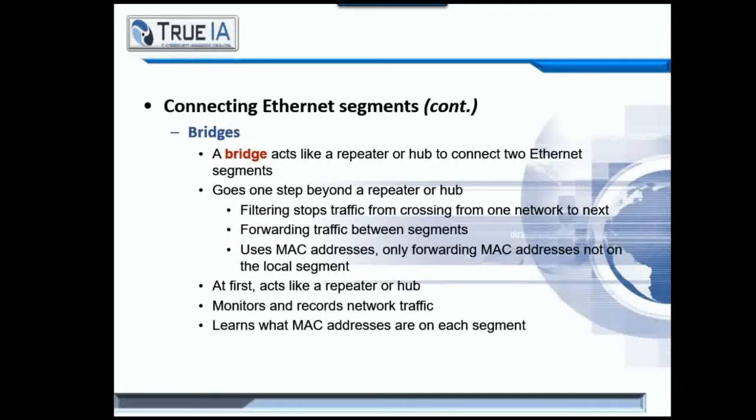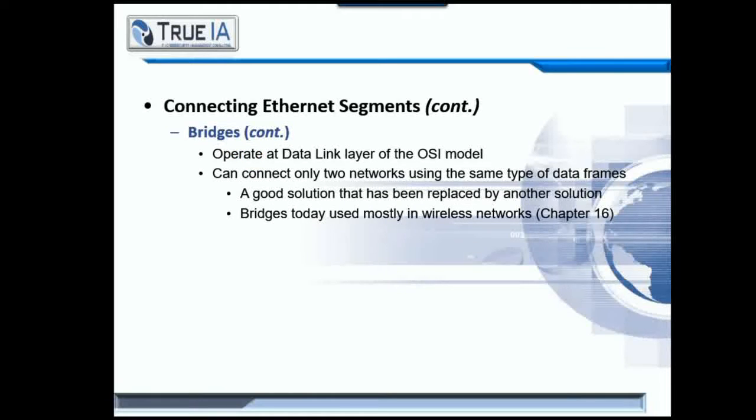The next way that we connect Ethernet segments is by using a bridge. A bridge acts like a repeater or a hub to connect two Ethernet segments together. However, it goes one step beyond a repeater or a hub. By using filtering, it stops traffic from crossing from one network to the next, as well as forwarding traffic between segments. It does this using MAC addresses. You should know that bridges operate at the data link layer. Do you remember what layer that is?